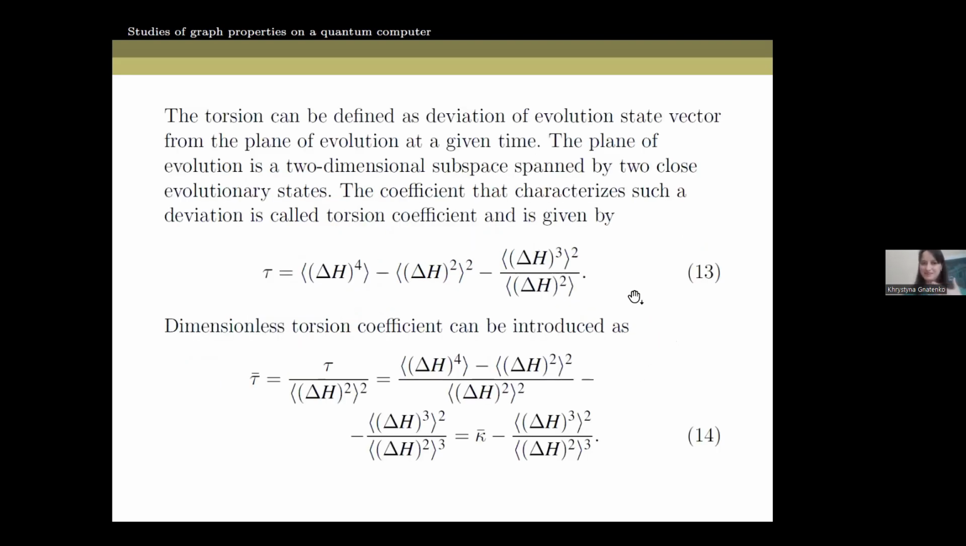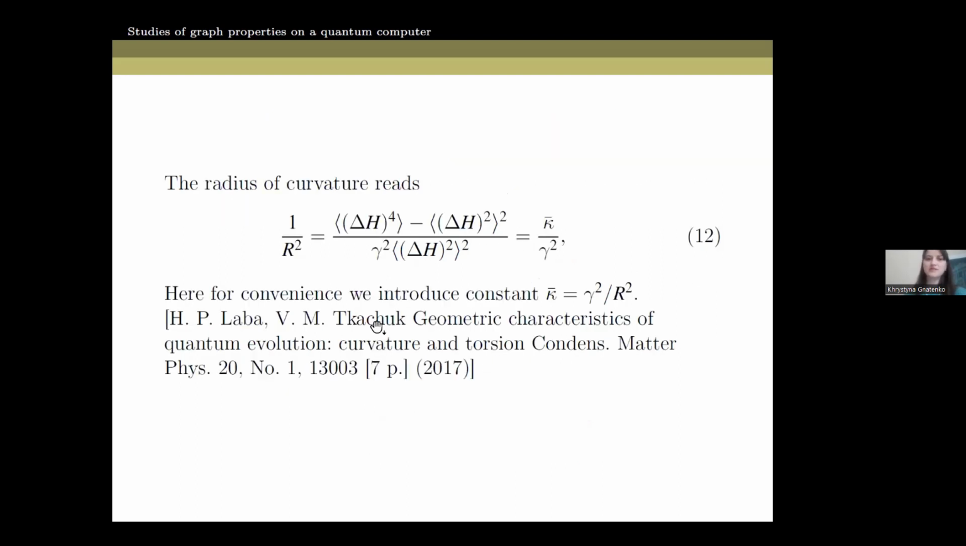And similarly, as in a classical case, we can also speak about torsion of a quantum evolution. So the torsion is defined with also these mean values of Hamiltonian in different powers. So the details can be found in this paper. So it was explained in detail how to introduce all these notions.